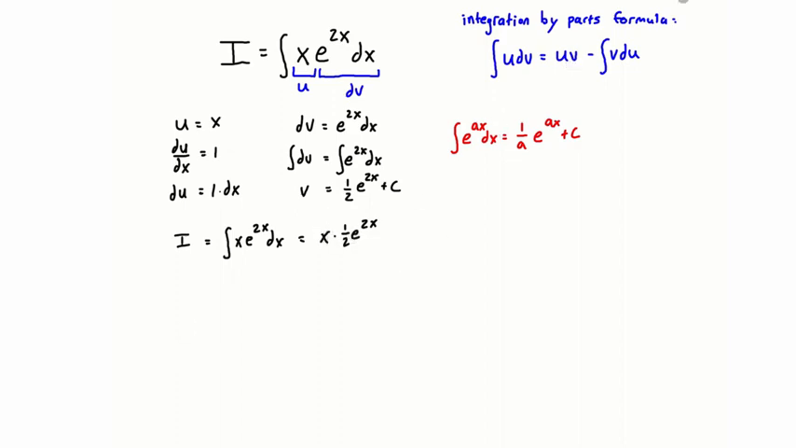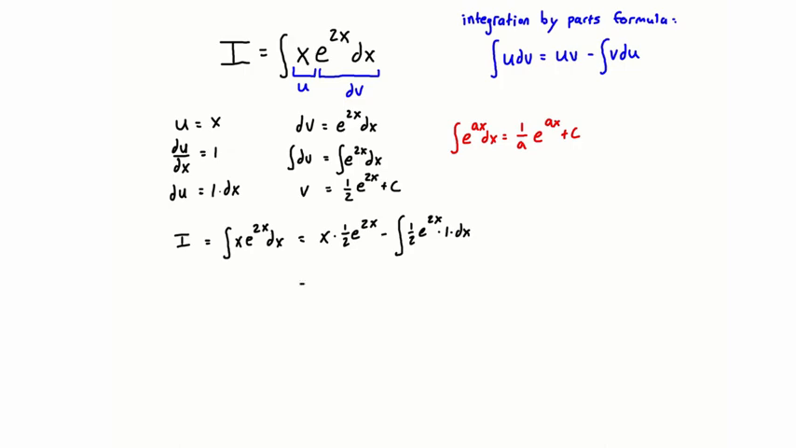Now we need to subtract the integral of v times du. So minus the integral of v, and again we have v right here, 1/2 e to the 2x plus c, but I'm going to drop the plus c for now. And we're going to multiply this by du, and du was 1 dx. So we can multiply that by 1 dx.